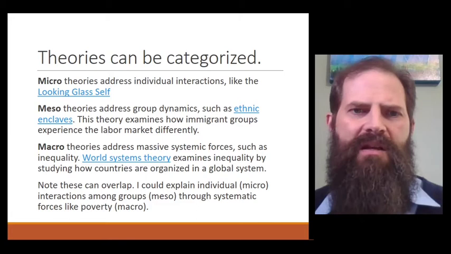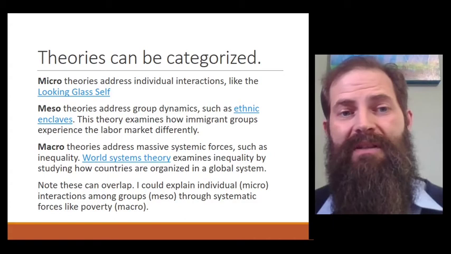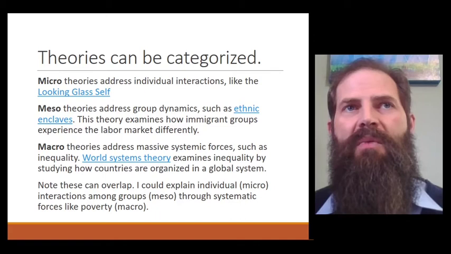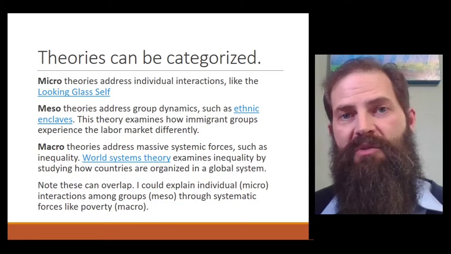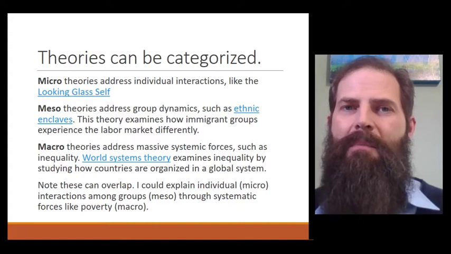Micro theories are thinking about an individual interaction. The looking glass self is a great example of that. Looking glass self, for those of you who might not be familiar with it, and by the way, it's hyperlinked in the PowerPoint, is the idea that we can adjust our understanding of how others see us by changing our presentation of self. So for example, if I want to look professional, I might put on a suit instead of wearing a t-shirt. I might brush my beard a little more rather than not brushing it at all. So we can change how others see us. That's a micro-level theory.